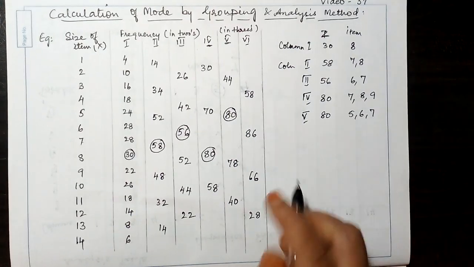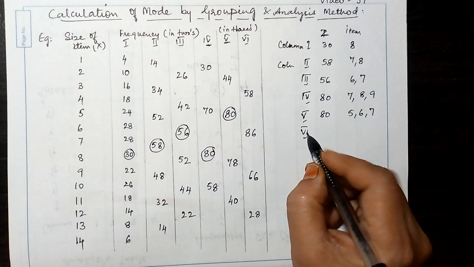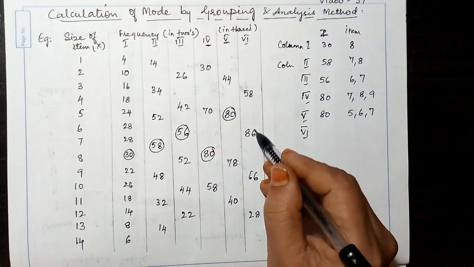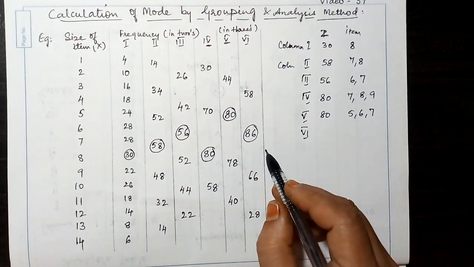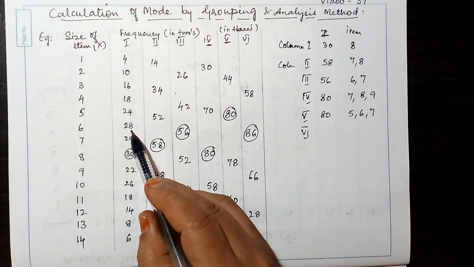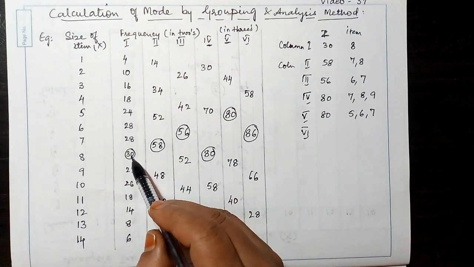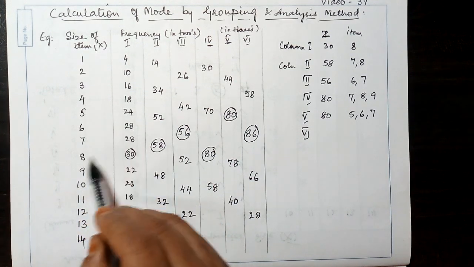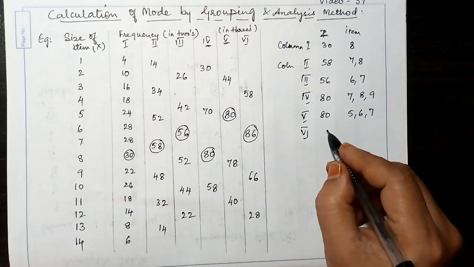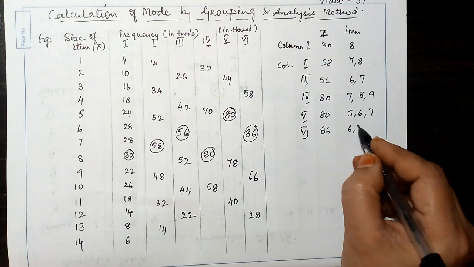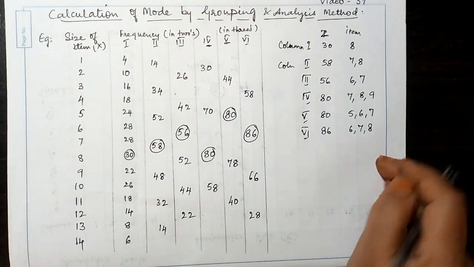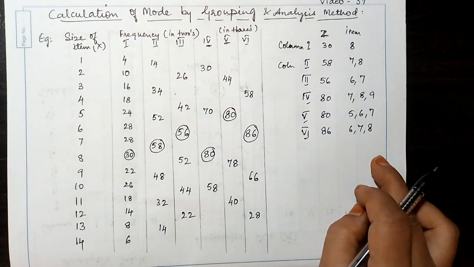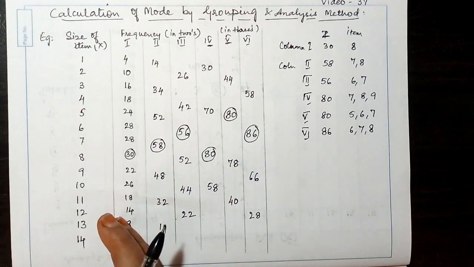Okay. Now the last column. What is the mode in the last column? 86. How did we get 86? We added 28, 28 and 30. What are the items? 6, 7 and 8. So here we will write 86, 6, 7 and 8. So those were the items and the modes in each column.